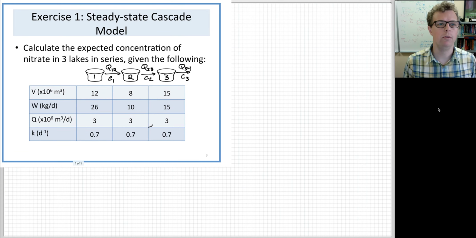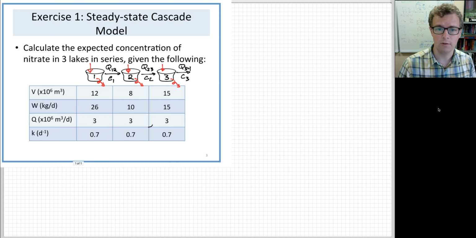I wanted to work through an exercise today looking at something similar to our cascade model, just feed forward systems. What you're given here are three lakes that are behaving as a series of three CSTRs, characteristics describing volumes, loadings, discharges, and effective reaction rates. The question here is, calculate the expected steady state concentration in each of these lakes given the heterogeneity in the system. What we're going to do today is those calculations.